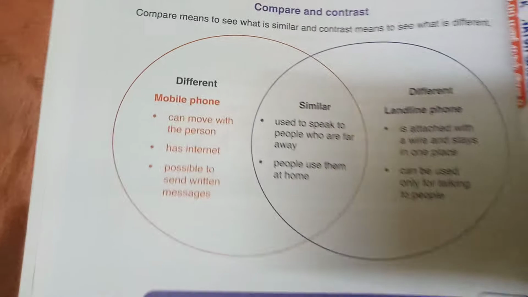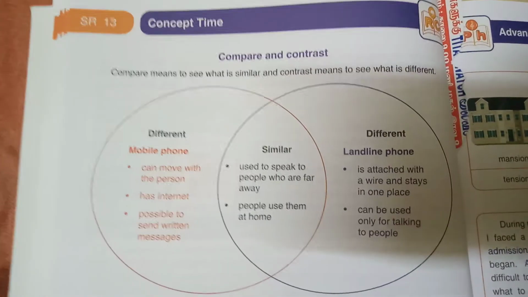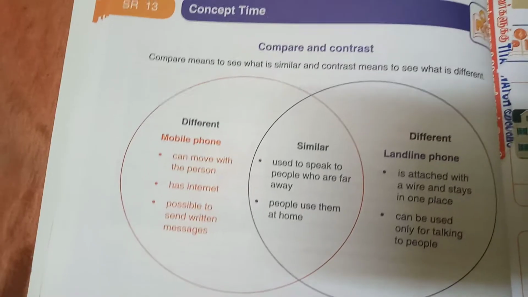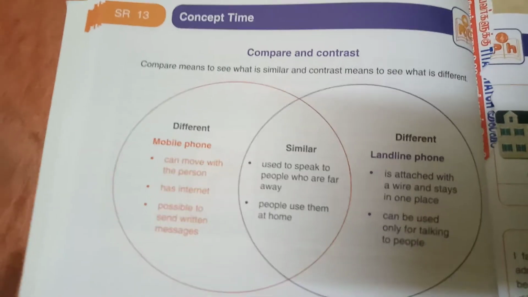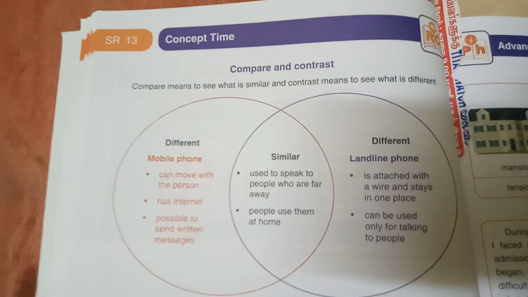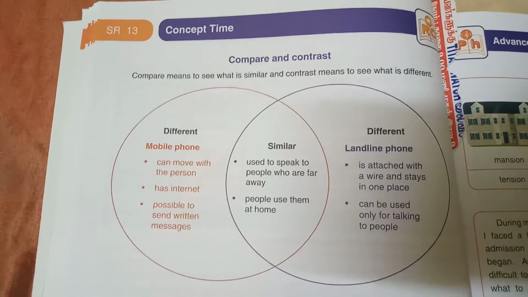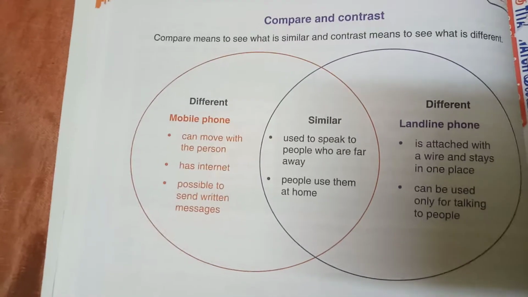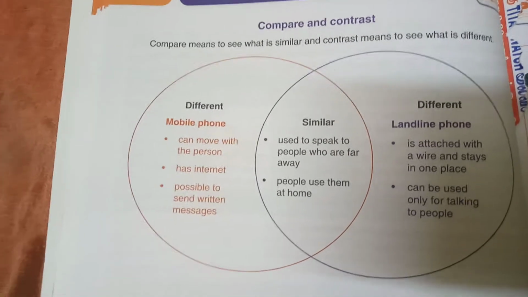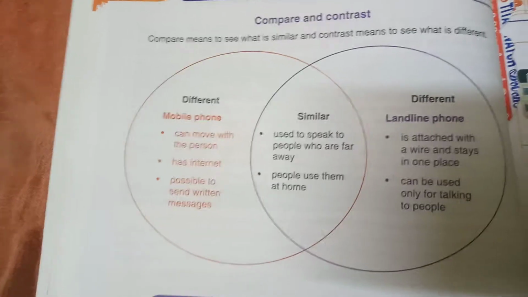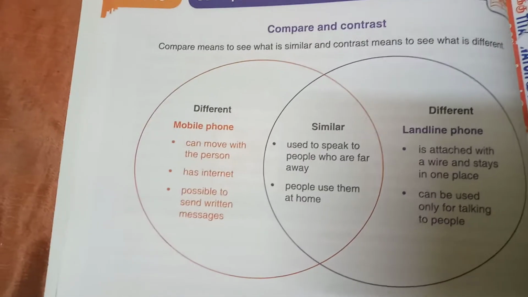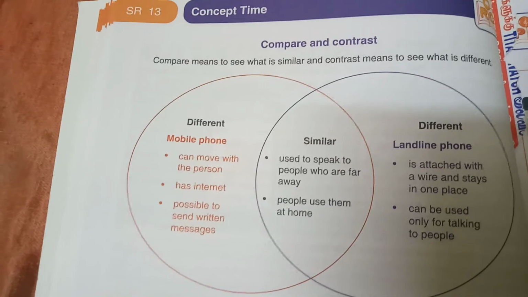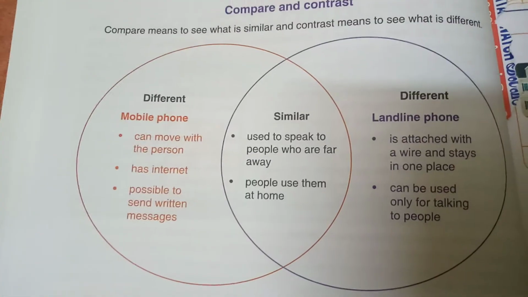Next one is compare and contrast. I already mentioned this one. Compare means to see what is similar and contrast means to see what is different. In that you have to write in a Venn diagram in between these two circles the similar points. For the mobile phone and landline, what are the similar things you have to mention. What is different in mobile phone and what is different in landline, the difference you have to write in the other two ends.